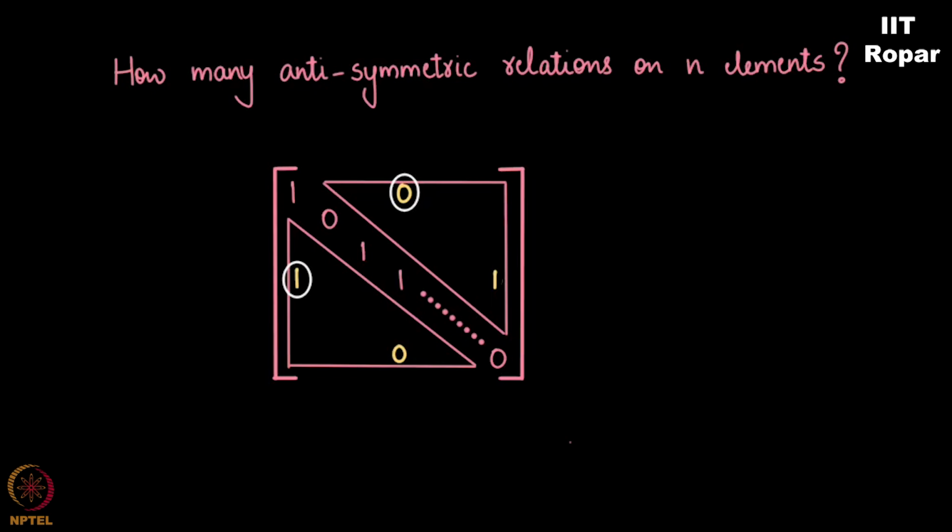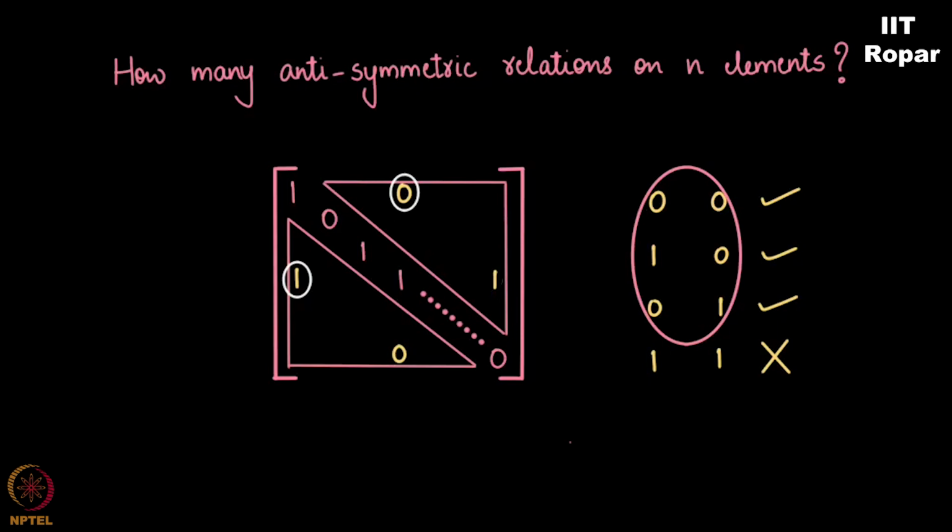That's what you mean by antisymmetric. By antisymmetric you mean 0, 0 is possible, 1, 0 is possible, 0, 1 is possible, but 1, 1 is impossible. So 0, 0 is possible, 0, 1 is possible, 1, 0 is possible, but 1, 1 is not possible. So for every ijth entry and the jith entry, you can fill them up with 0, 0, 0, 1 or 1, 0. You have 3 ways of filling this pair.